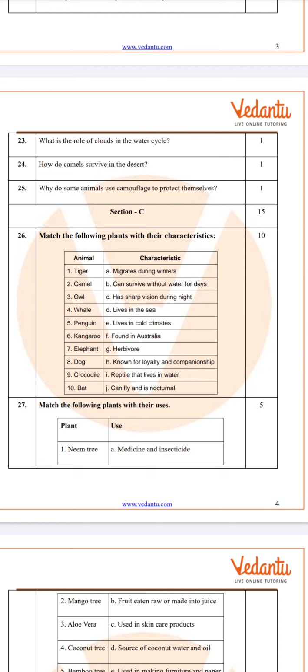Penguin lives in cold climates. Kangaroo is found in Australia. Elephant is a herbivorous animal. Dog is known for its loyalty and companionship. Crocodile is a reptile that lives in water. A bat migrates during winters.